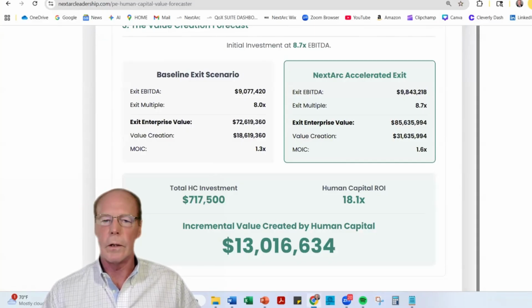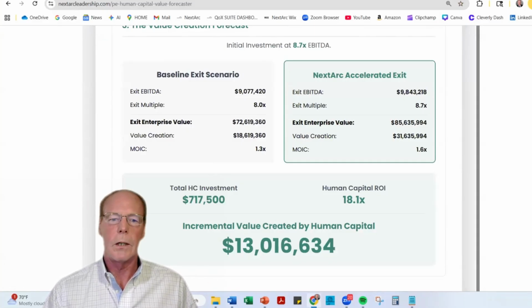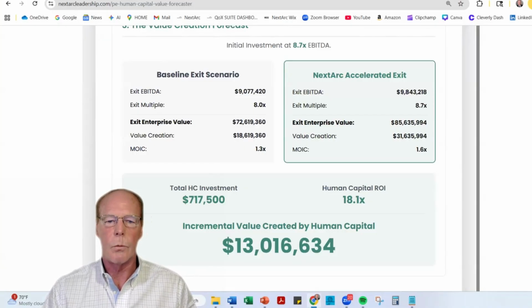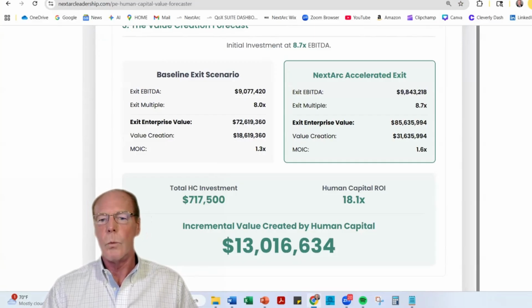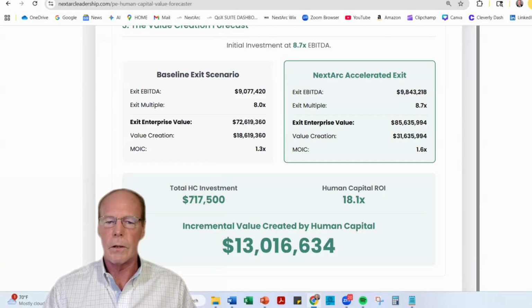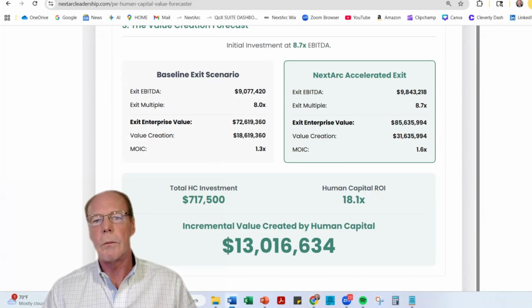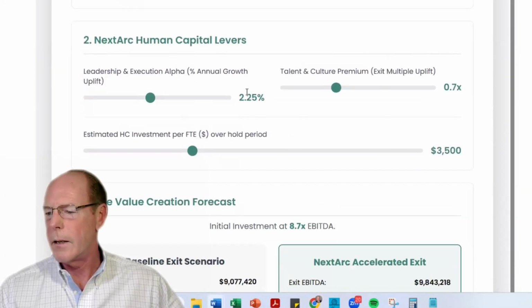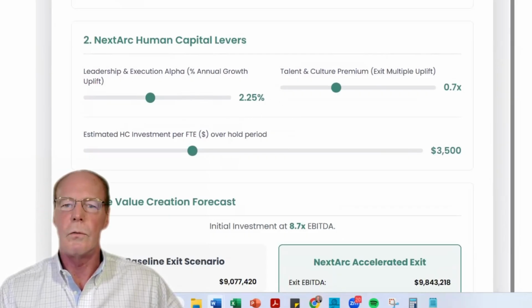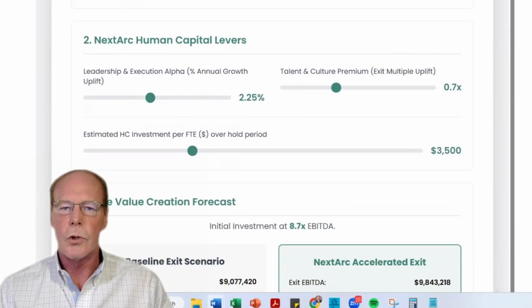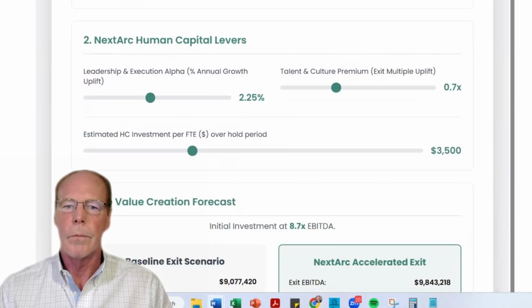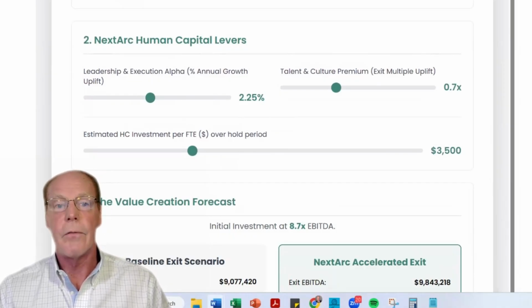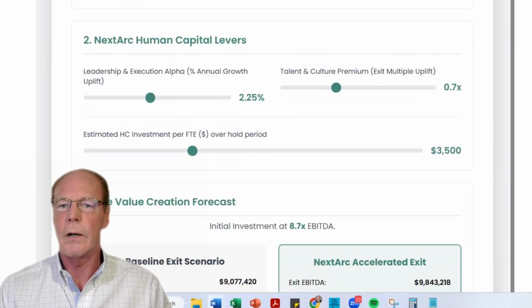And let me go back to the results for this pseudonym company, Biotech Corporation. And so how do we build the financial case for this turnaround with confidence is really the key question. We can't just guess, right? So we use the specific data points from our three-part diagnostic. First, the leadership and execution alpha slider, which you'll see here, is influenced by that, and you'll see currently at 2.25%. So this adds a percentage directly to the baseline EBITDA growth. Our justification for this alpha comes directly from the leadership friction profile.